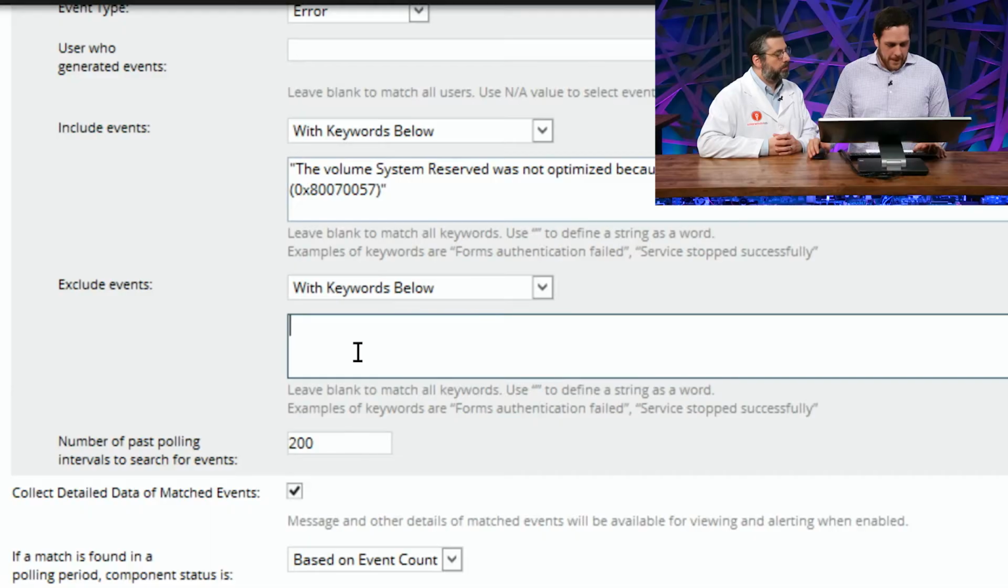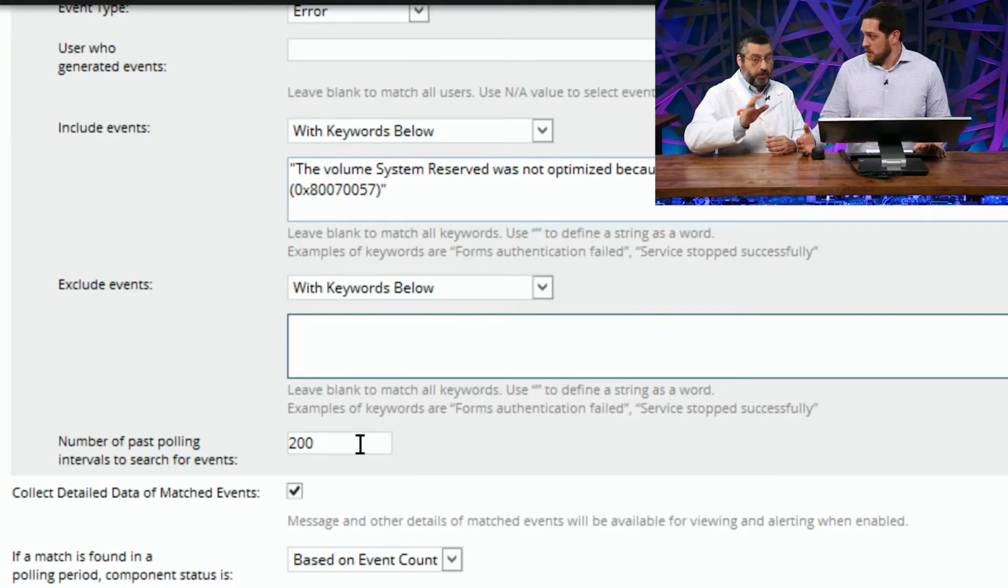And the next thing is number of past polling intervals to search for. So how far back do we want to look into this? I've actually had someone on Thwack recently ask how they can search for a certain event that happened multiple times within a time frame, right? Within 24 hours. So if you know your polling interval, which is typically 5 minutes, that's the default, then you can multiply that out by the total amount of time that you want to look back within the event log.